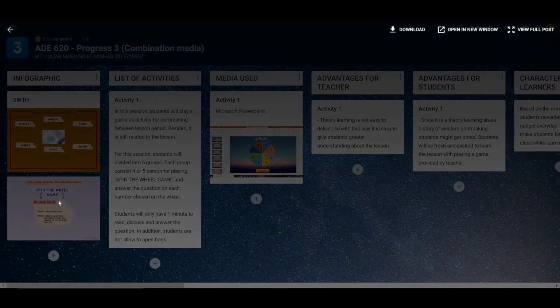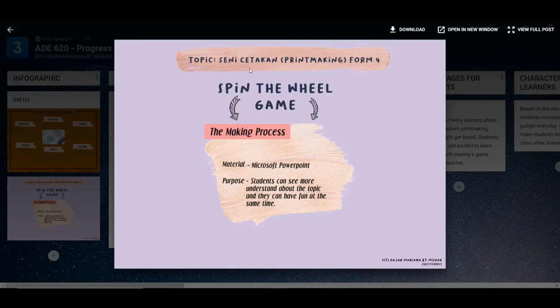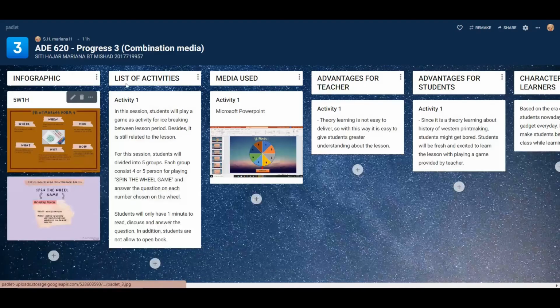And then this is another one. Okay, this is the spin the wheel game I created. For the making process of the material, I'm using Microsoft PowerPoint software, and the purpose is for students to see and understand more about the topic, and they can have fun at the same time.